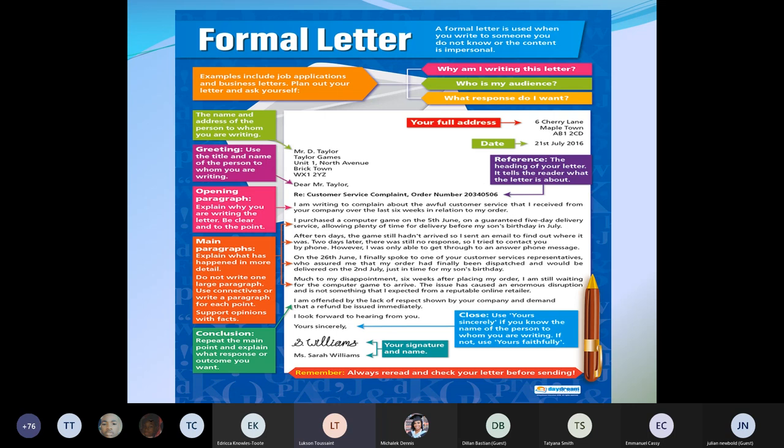At the end of it, you have your opening paragraph after the salutation. And like I said, you want to make sure that you state the purpose for why you're writing this letter. Then you have your main paragraphs, where you explain what happened in more detail. Make sure you are as specific as possible, giving details in the body of your letter. Then you have your conclusion, and you close it off. Finally, you see the "Yours sincerely," and you will have your name at the bottom of that.